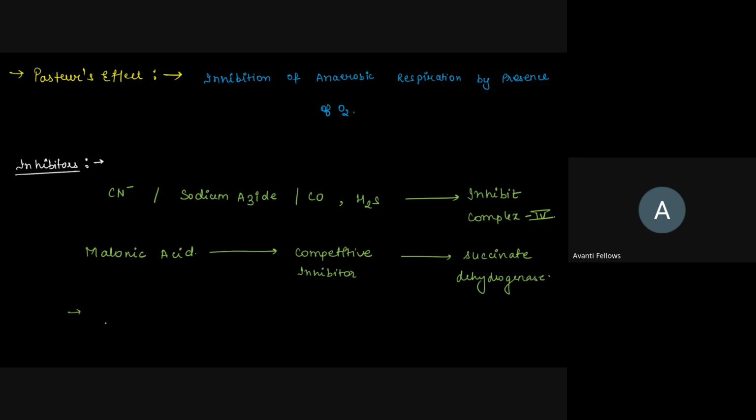Next we have the 2,4-DNP molecule. 2,4-DNP produces a negative impact on the ATP synthesis process. It means it is affecting which process? OP process. What is OP? Oxidative phosphorylation.